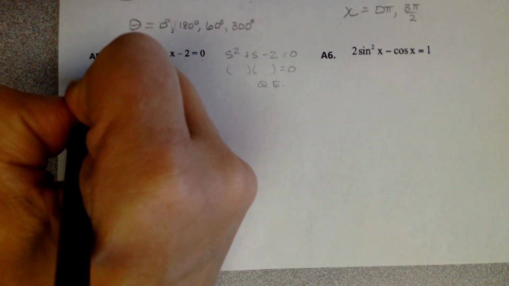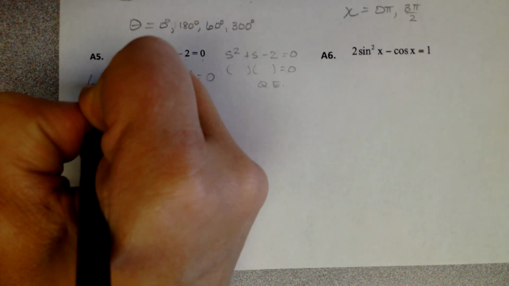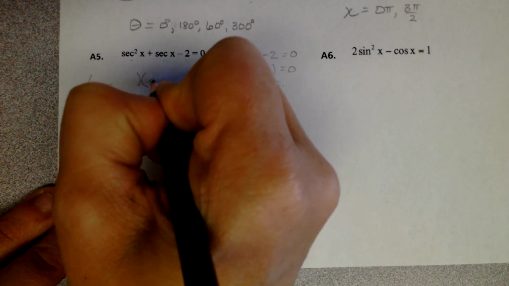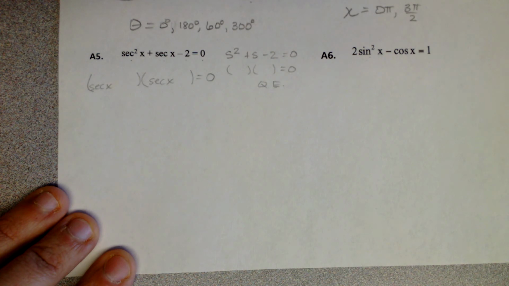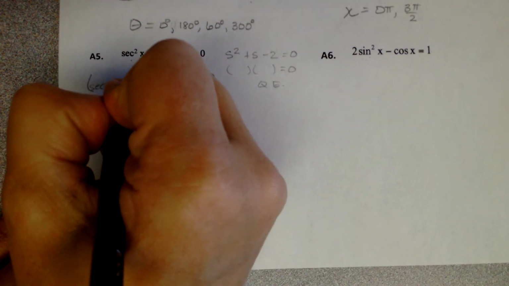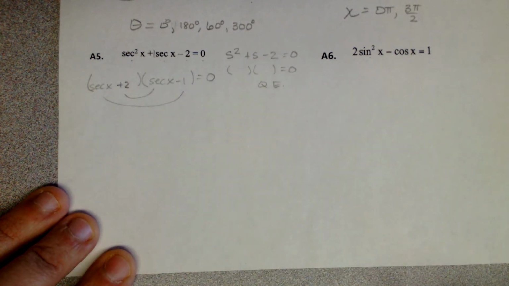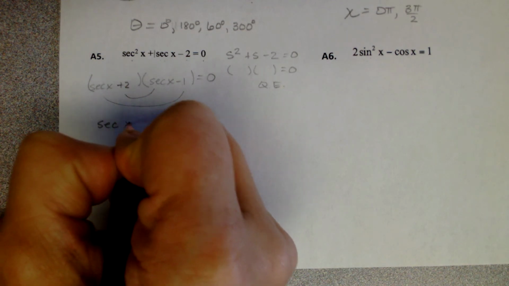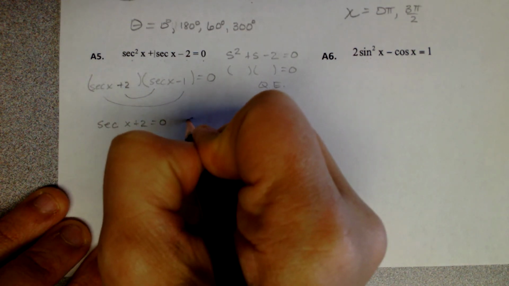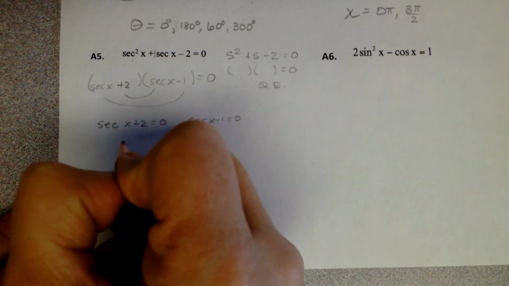We're going to do the same thing here. We're going to set up our quantities. Secant x times secant x. What two numbers multiply to give us -2, but add to give us 1? Plus 2, minus 1. Check your outer and inner multiplication to make sure we have the same correct middle term. Set each equal to 0. Solve.